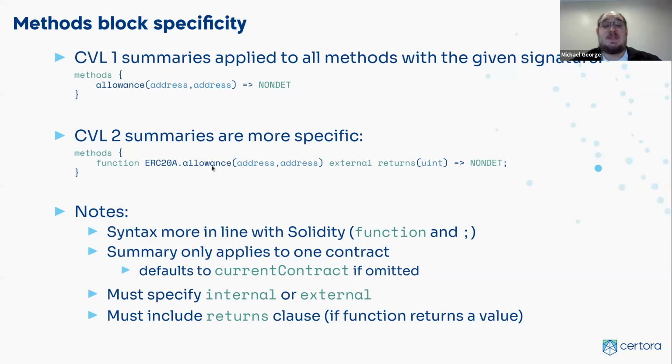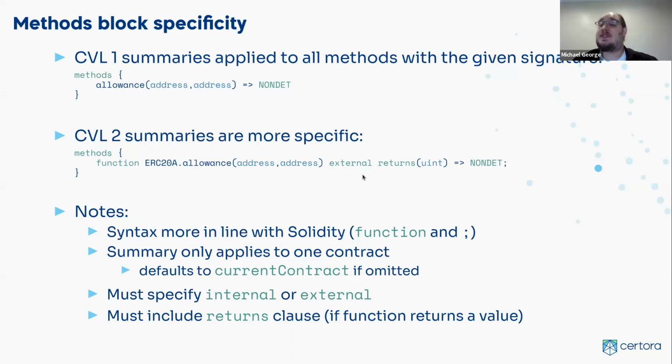Another important change in CVL2 is you'll notice there's an external here, and in CVL2, every entry has to either be internal or external. And there's a couple of reasons for that. One is similar to focusing on a specific contract.